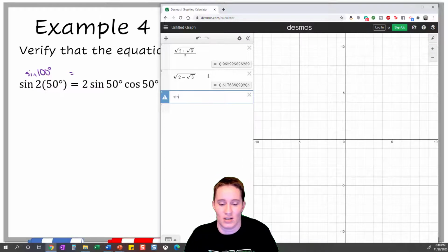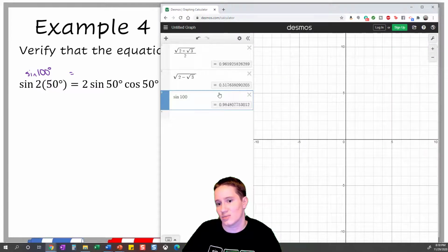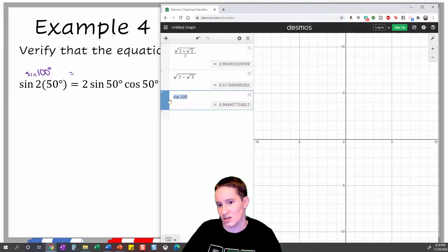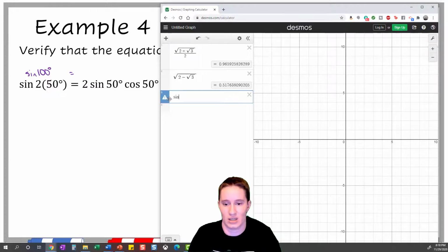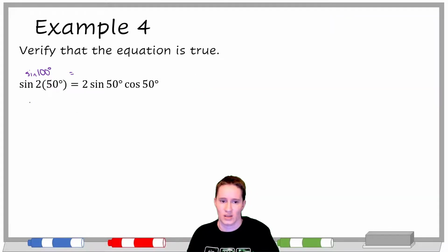So sine of 100. Got to change to degree mode. So if you get something weird, did I change to degrees? Yes. Let me try again. I guess that is probably right, because it's a ratio of sides. So I get 0.985. So that's what this side is. Well, do we get the same thing for the other side?